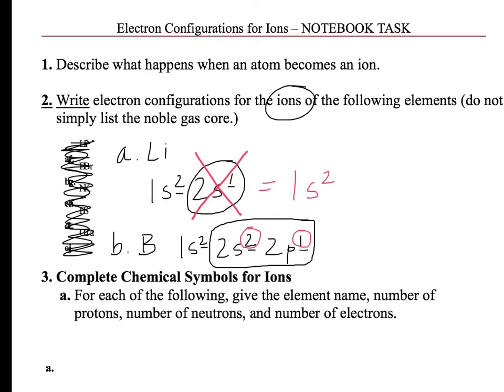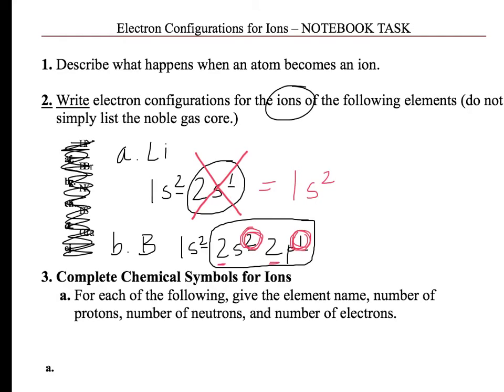Okay, in order to be stable, it could do one of two things. It could take on more electrons. The 2 in the s and the 1 in the p make 3, so it would take 5 more to get to 8, in other words, to have a full outer energy level. Or it could lose these 3, these 2 and this 1 in the second energy level, to become stable.